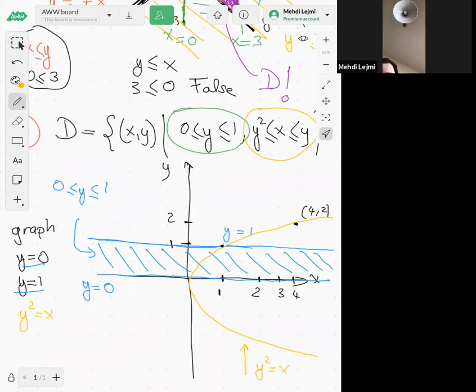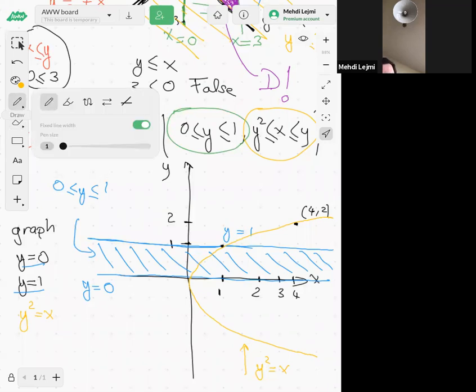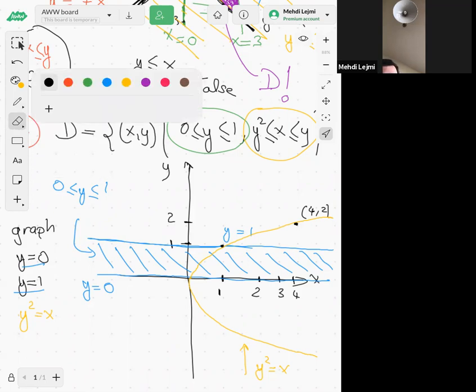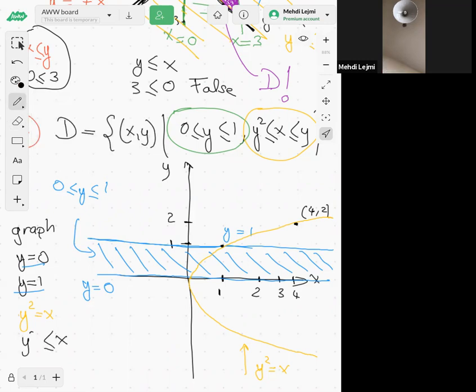Now, we need x to be larger than y squared, right? So we have this yellow parabola, right? So this yellow parabola divides your plane into two different regions, right? So you have the interior of the parabola and the outside of the parabola, right? So we have to figure out which region corresponds to x larger than y squared, right? Is it the inside of the yellow parabola or the outside of the yellow parabola?